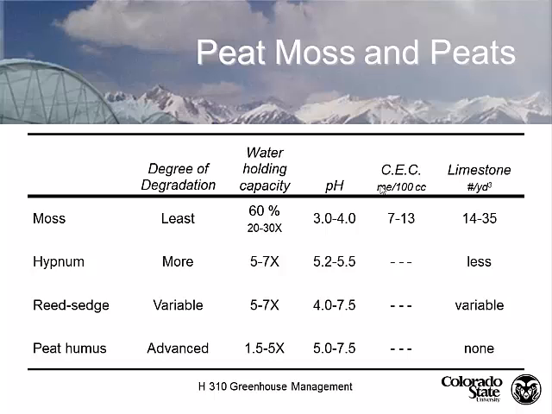We're not going to put in that much limestone because we're also going to blend in something like vermiculite or perlite or something else. So typically speaking, in a blended soil, you're usually only 10 to 12 pounds per cubic yard. Hypnum moss, or the Hypnum species, 5 to 7 times its capacity. Of course, the pH is higher and uses less limestone. Reed sedge, which is a blend of carices and phragmites, is going to be variable in the degree of degradation depending on the bog that it comes from. And peat humus is the most highly degraded, the highest quality peat that you can find.